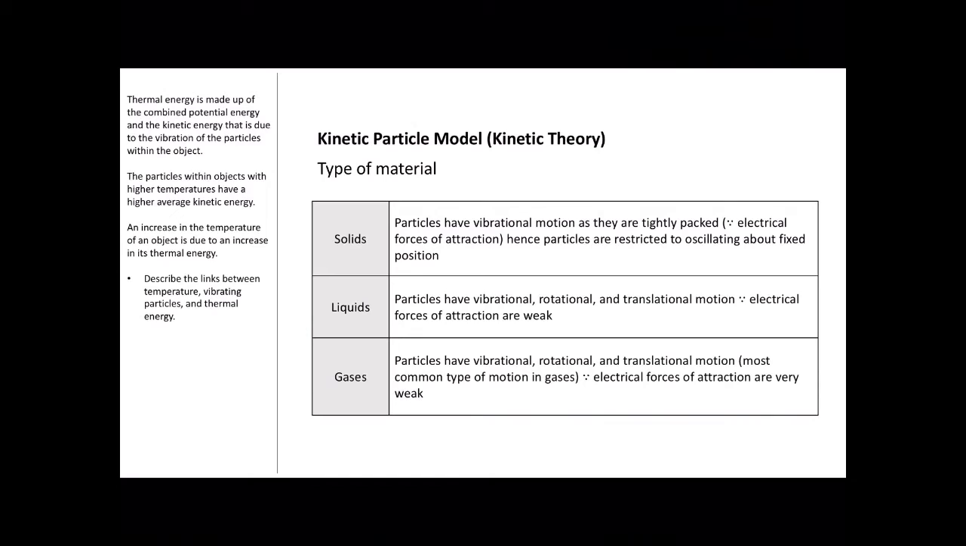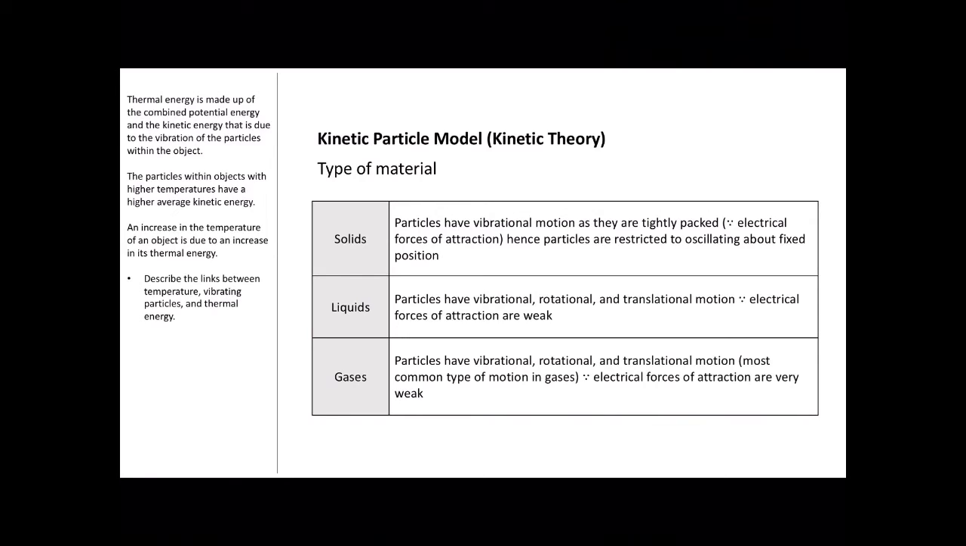So as I mentioned before, the type of material will dictate generally the type of motion particles within that material will have. So for solid materials, particles have vibrational motion as they're tightly packed, and this is because there's strong electrical forces of attraction between the particles of a solid, so they want to be close together. Because of this, particles are restricted to oscillating about a fixed position, so even though they're tightly packed, there's still enough room to move slightly, so to vibrate, but you won't get any rotational or translational motion.